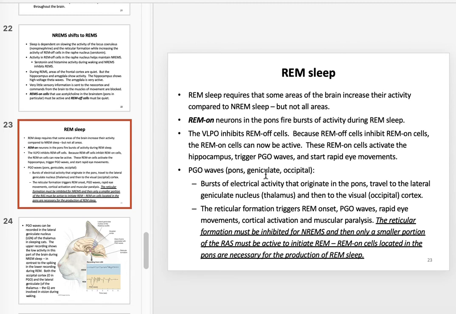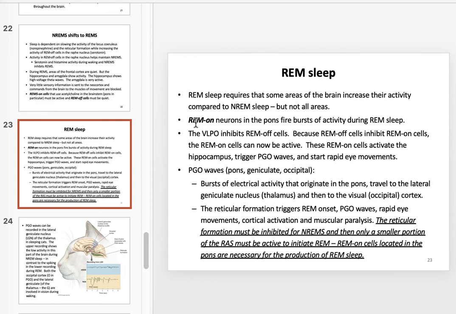So remember that thalamus, really important for integrating upper cortical sensory information and lower brainstem information. And occipital, that's where vision is. That's where vision is stored. That's where visual memories are. And so these PGO waves travel from the pons through the thalamus to the occipital cortex.